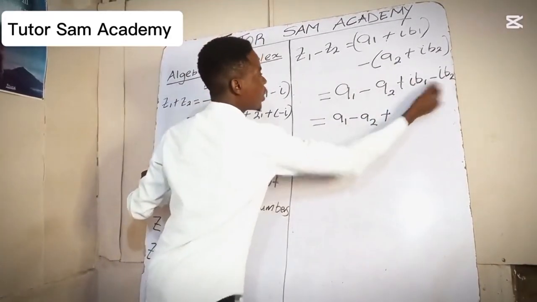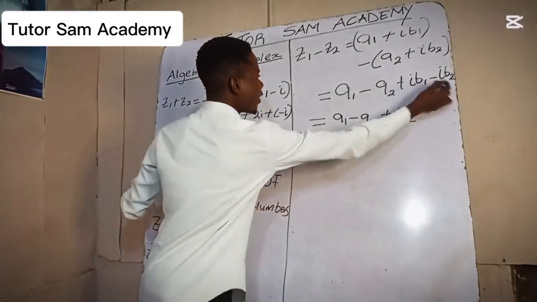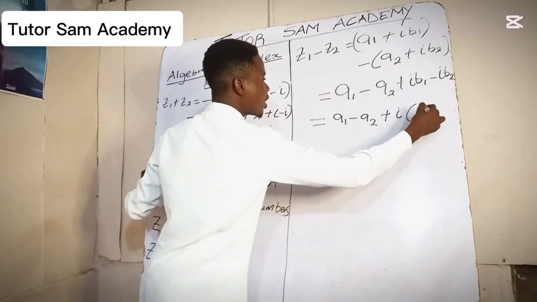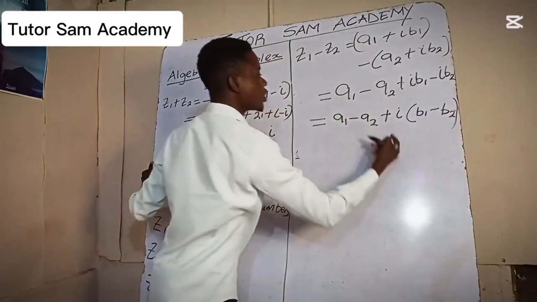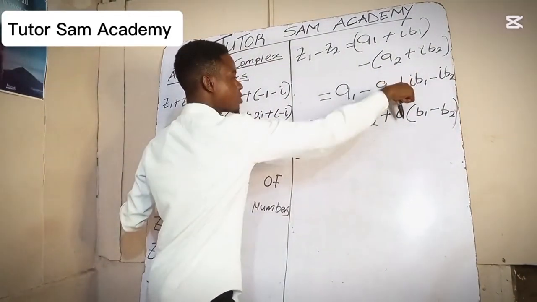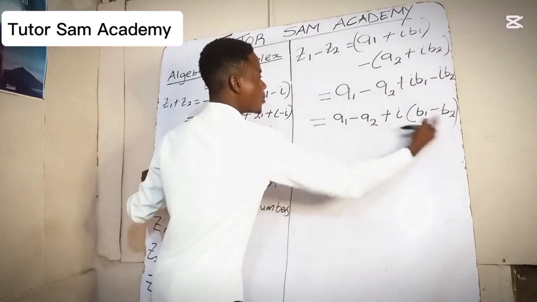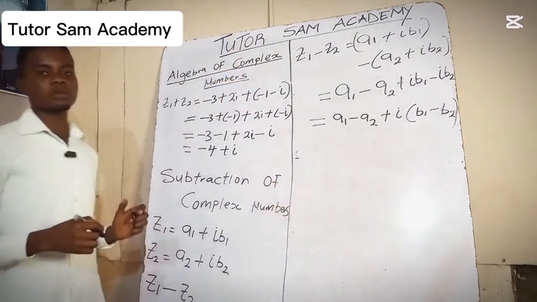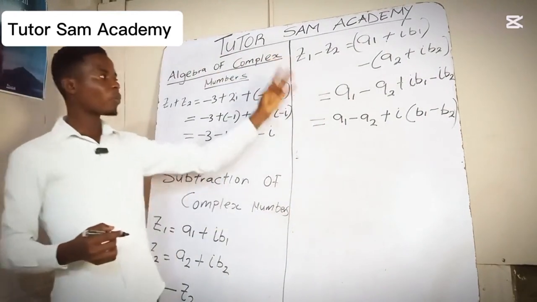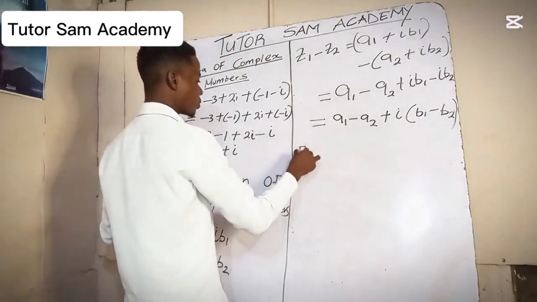Between this and this, what do they have in common? They have I in common, so I can factorize I out. When I factorize I out, I'll be left with B1 minus B2, because if you multiply I by B1 it gives you IB1, and I by B2 gives you IB2. So this is how you subtract. We will follow this same procedure. Let's take an example now on subtraction.